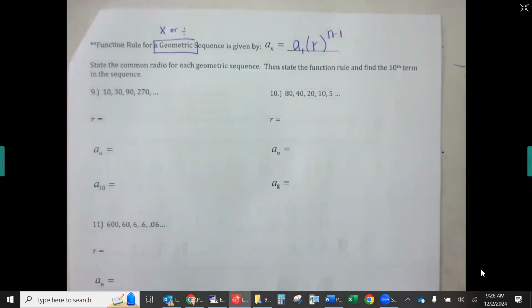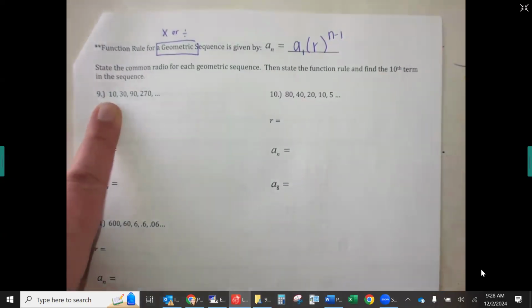Okay, but notice there's not a plus or minus in this formula because it's not a plus or minus pattern. It's a multiply pattern. So that's why your A1 is multiplied with your R. And then remember, the N minus 1 is to say, don't multiply by whatever that common ratio is for the first term.